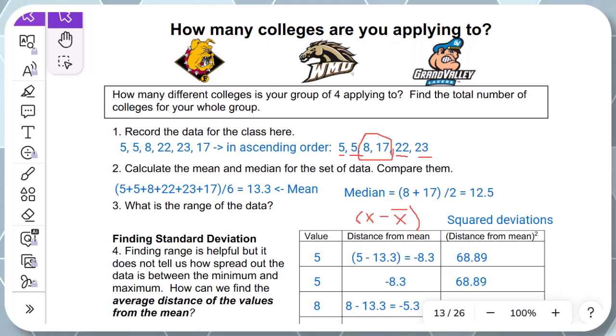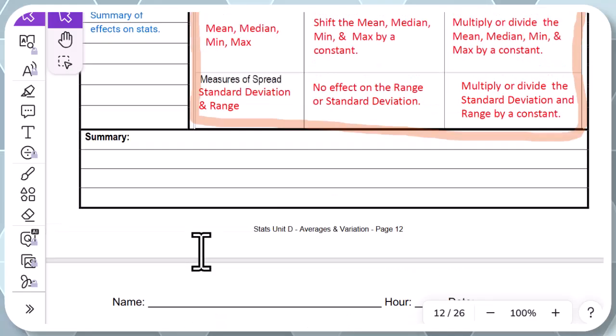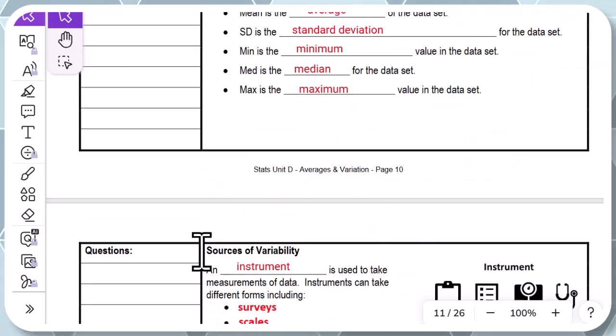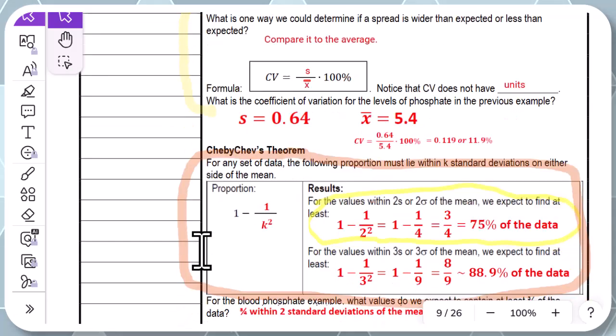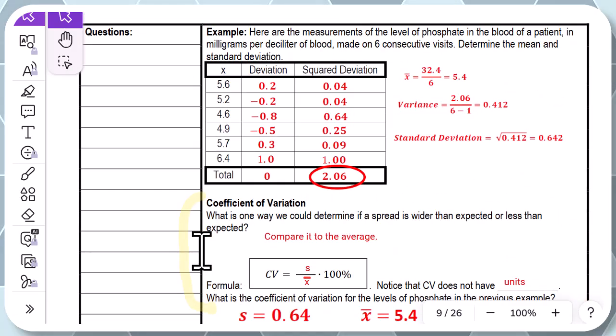In this activity, we're going to look at how many colleges you are applying to, and we're going to be looking at the mean and standard deviation. All right, so before I get started, just to recap some of the notes here, I highlighted some pieces. For example, you can ignore Chebyshev's theorem. That's a pretty cool thing, though.